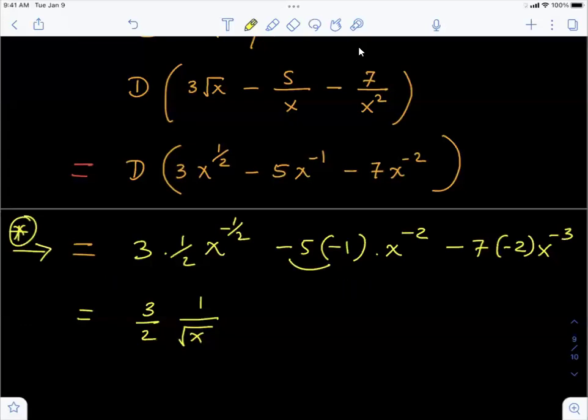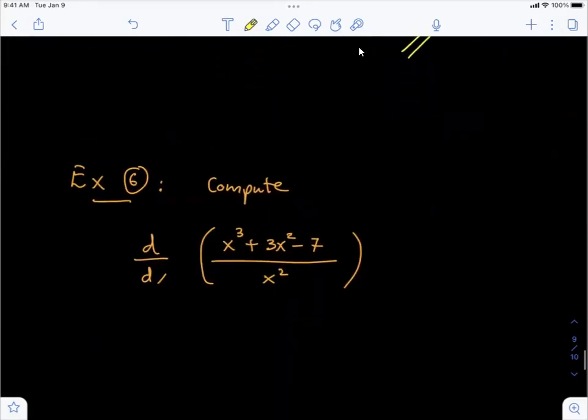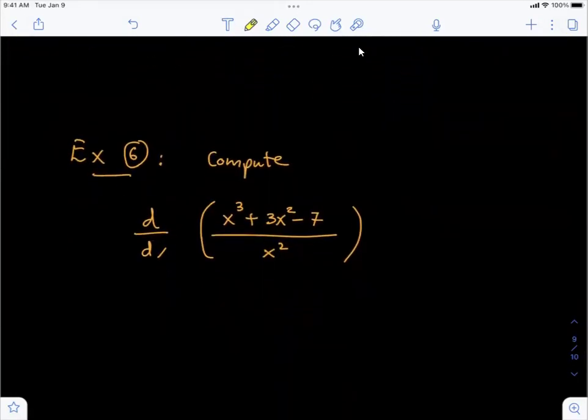And then computing here, it's plus 5 and x to the negative 2, it's none other than just x squared in the denominator. And right here, positive 14 divided by x to the third, and that's our final answer. And let me give you one more example to play with so that you can see computations in different aspects.